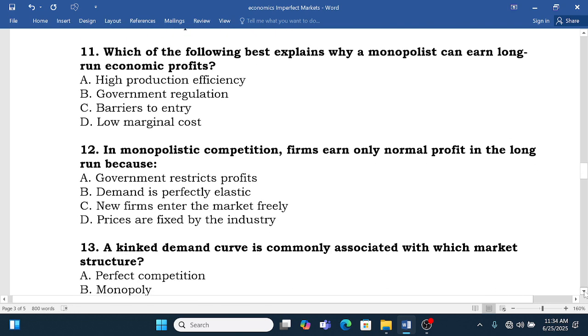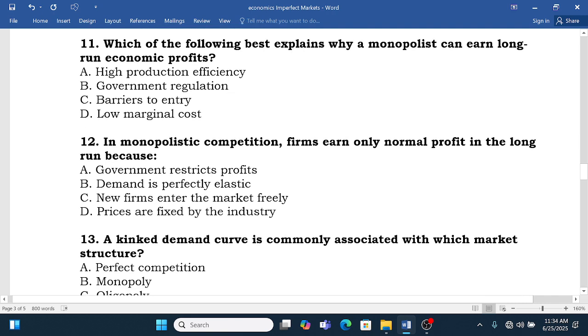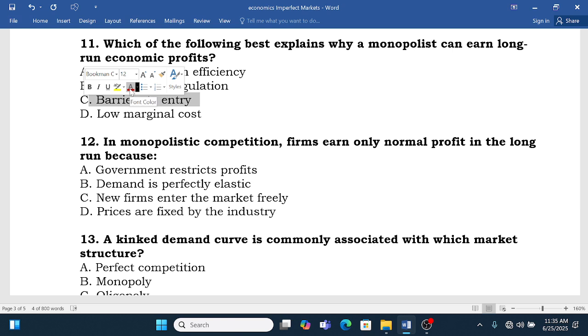Question number 11 is asking, which of the following best explains why monopolists can earn long-run economic profits? A, high production efficiency. B, government regulation. C, barriers to entry. D, low marginal costs. So the correct answer is C, barriers to entry. Go to question number 12.